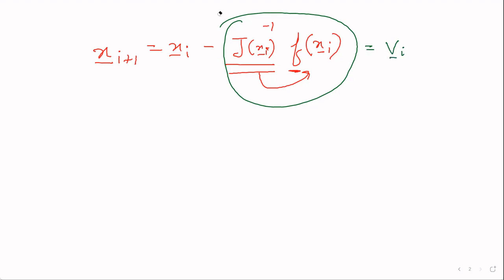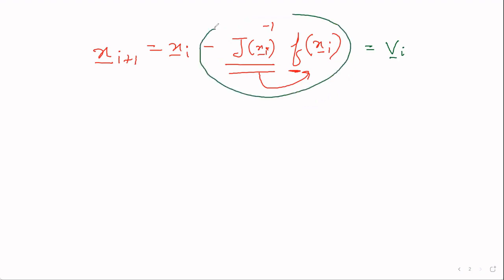Not this part, but this part including the minus. So what we have is x_{i+1} equals x_i plus v_i. This is what we have now. So if we somehow manage to find v_i, we can just add it with x_i to get our new approximation x_{i+1}. But how to find v_i?